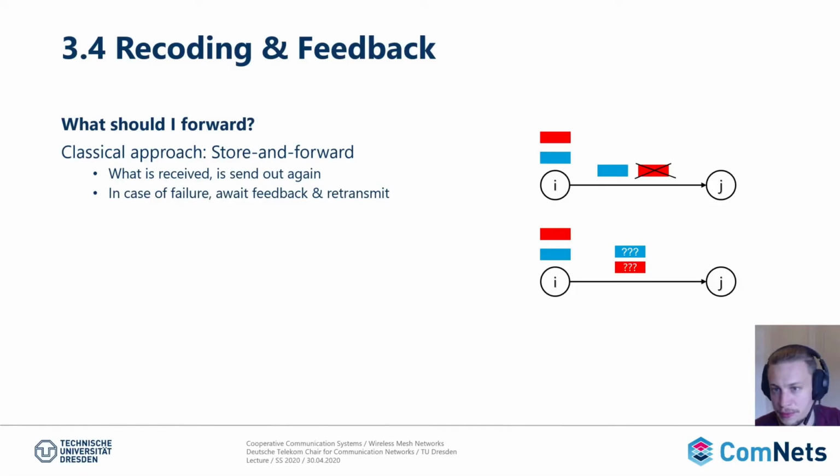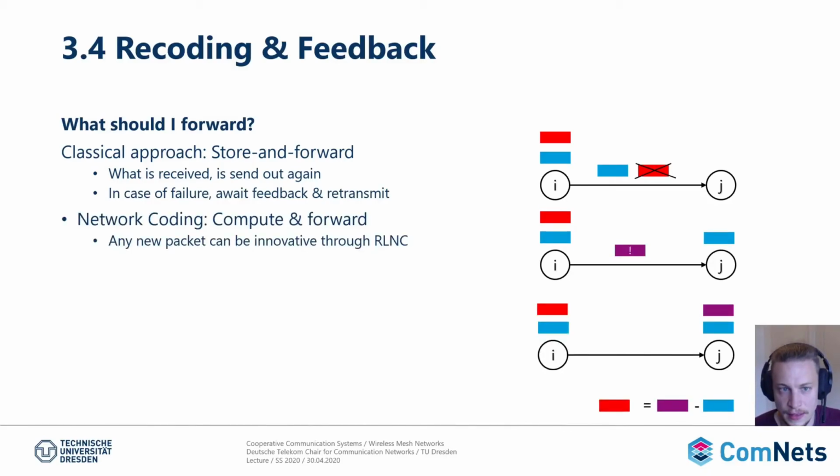But let's go from the global perspective to node I's local perspective. From previous experience, I knows that its link to J has a packet error rate of 50%. So it could send 50% of redundancy to overcome the loss. But which packet should it repeat now, the red or the blue one? It can't know that because the loss is random. So network coding gives the answer to this question.